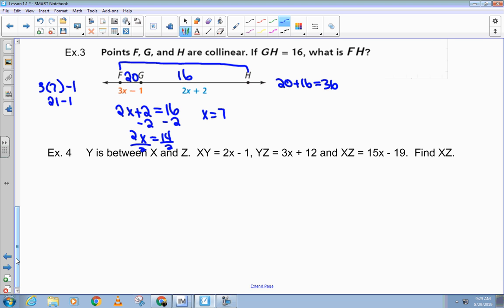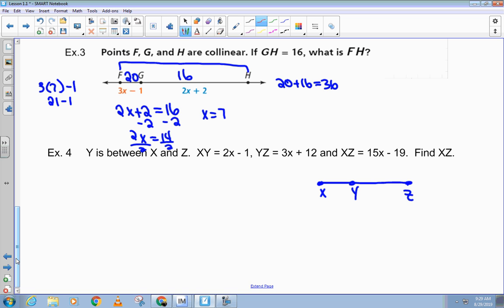It says that y is between x and z. What does that tell me? Y is between x and z. What do I get from that? Y is somewhere in the middle, right? All 3 points are collinear. Y is somewhere in the middle, right? Okay. Then I have to label.